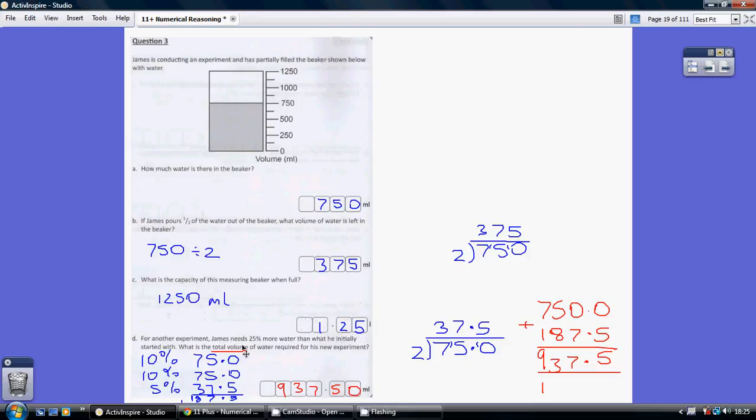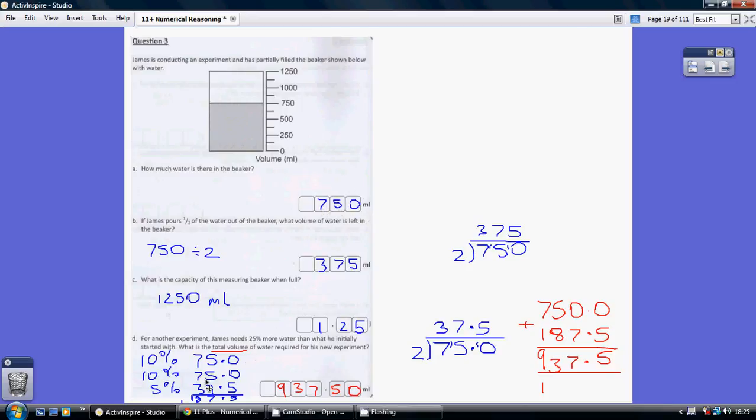Now, for another experiment, James uses 25% more water than when he initially started. So we need 25% more than 750. So how do we work out 25%? Well, as I think I've said earlier on, always start off with 10%. So 10% is going to be 75.